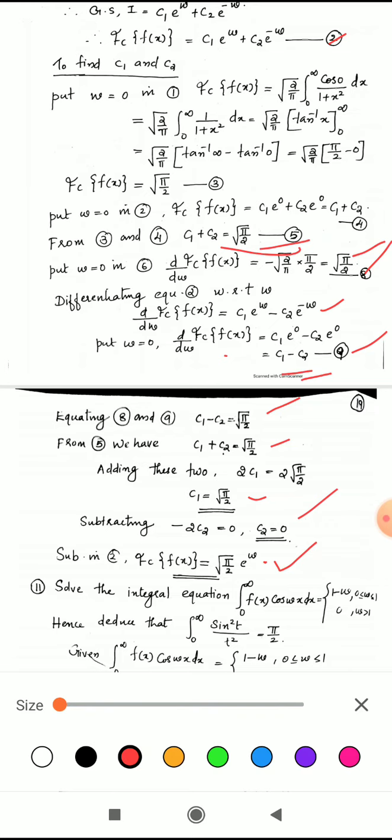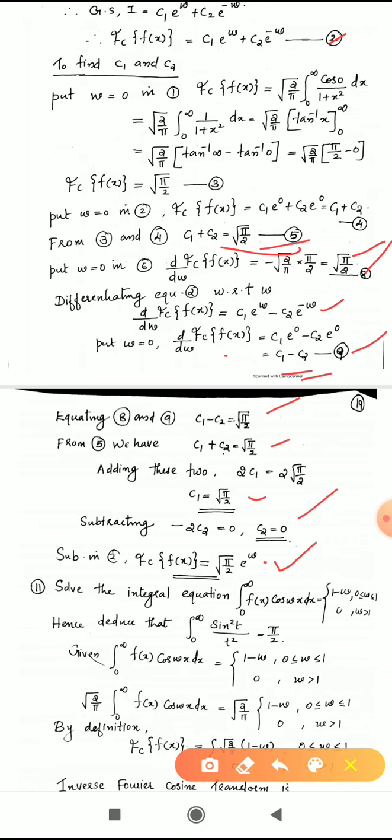That is the answer. This is quite difficult to understand. Please study this by doing.